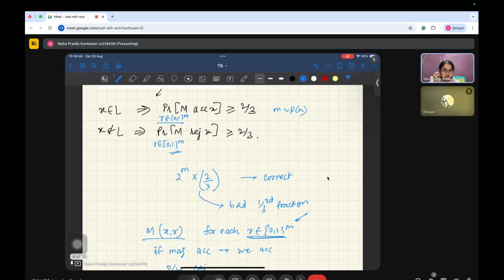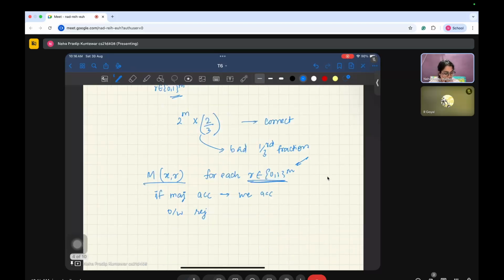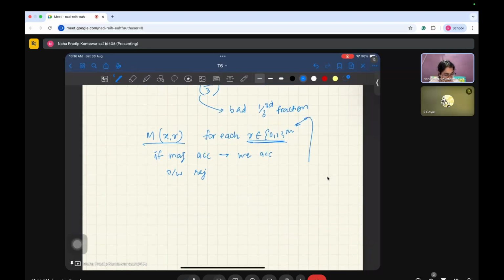But we don't care about that. All we need to argue is that this can be done in PSPACE. It's fine if it takes an exponential amount of time. So that is the trick. These are exponential choices, but we only need to show PSPACE.